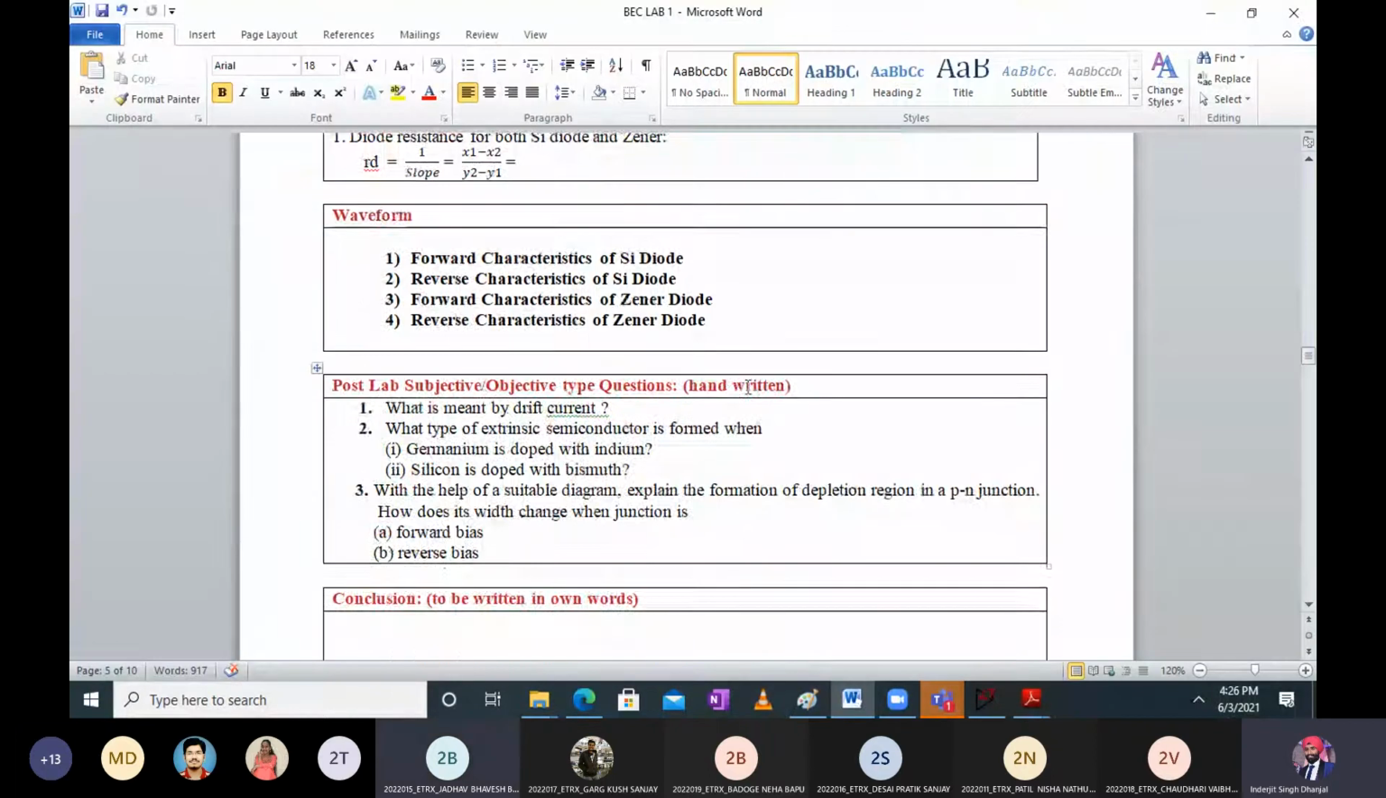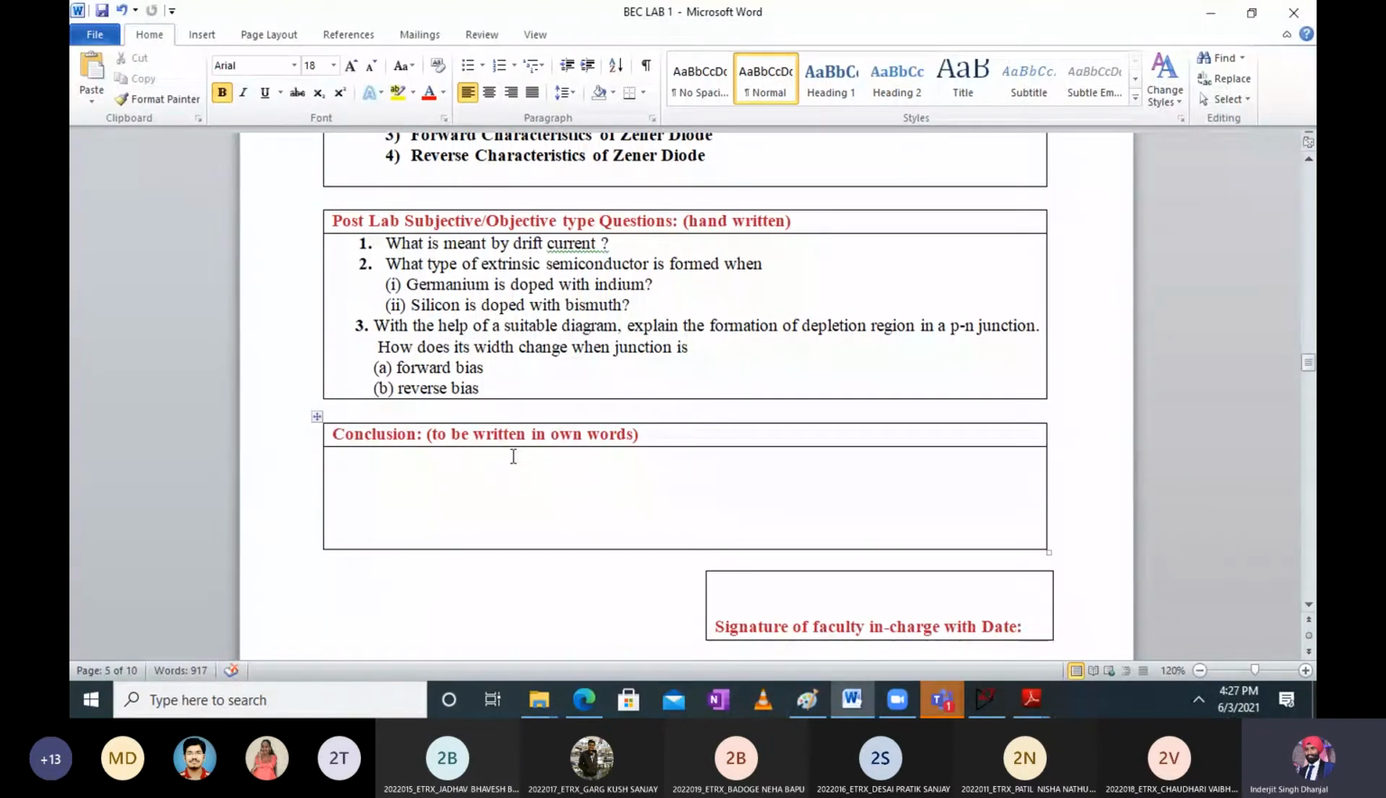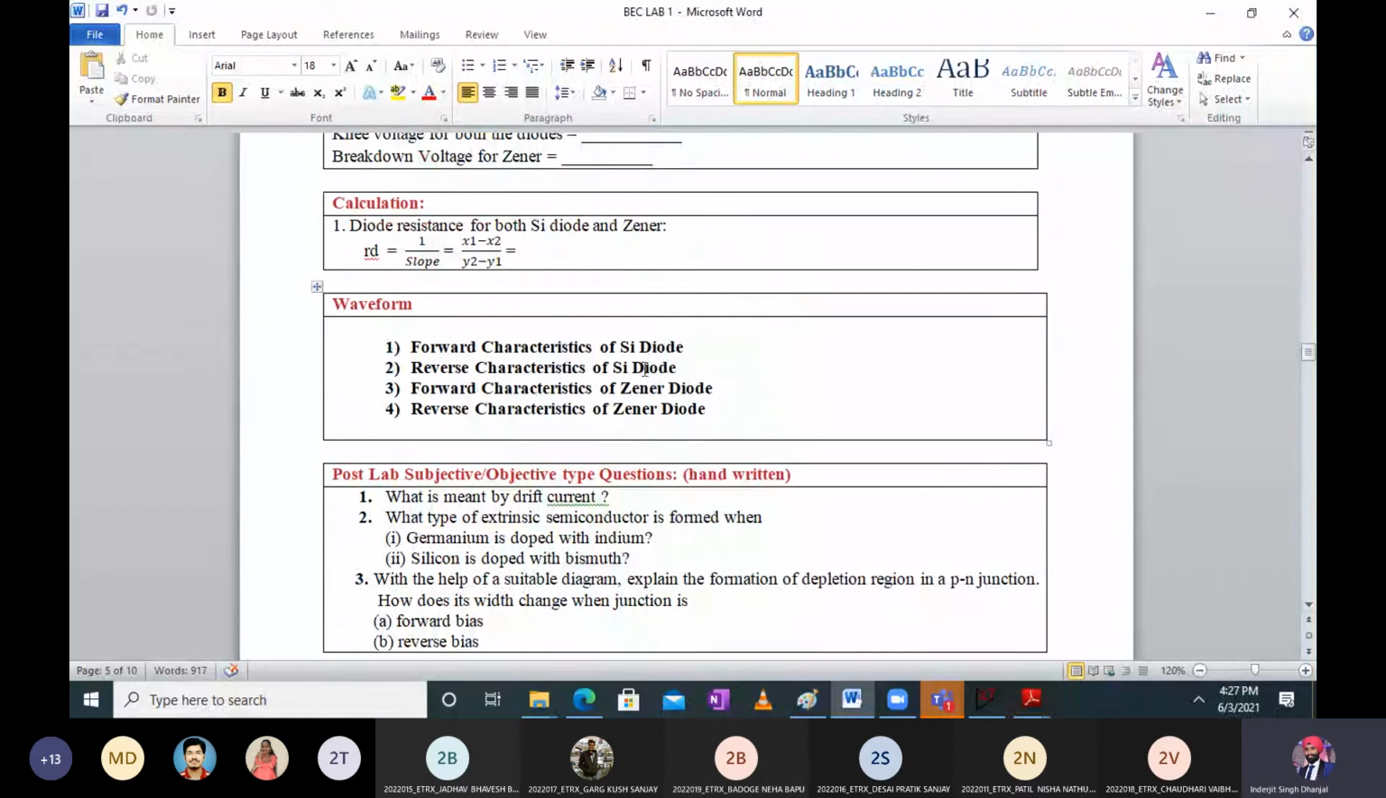And then there are some post-lab questions which you need to answer on your own. And the conclusion. The conclusion should be strictly handwritten. You have to write it in your own words. Even the post-lab questions, don't type at all, write in your own words and then submit. And then plot all the waveforms which I've asked over here, forward and reverse of silicon and Zener diode.